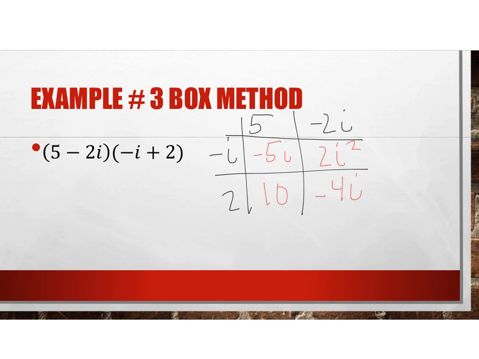But if you notice, I have an i squared, so I'm going to replace that with a negative 1, switching it to a negative 2. If I combine my real parts, 10 and negative 2, that will give me 8. Then if I combine my imaginary parts, negative 5i, negative 4i, negative 9i.